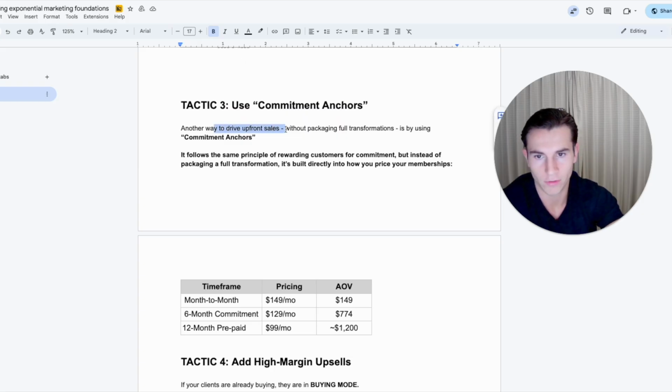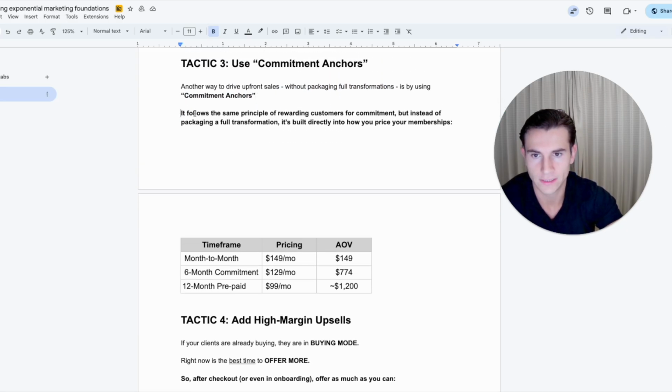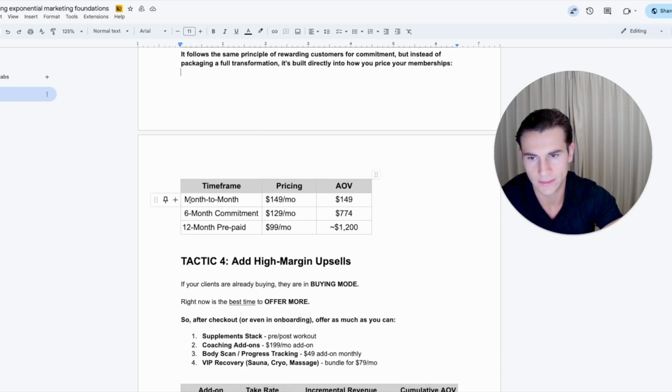Okay, cool. Tactic number 3 is use commitment anchors. Another way to drive upfront sales without packaging full transformations is by using commitment anchors. It follows the same principle of rewarding customers for commitment, but instead of packaging a full transformation, it's built directly into how you price your memberships. So instead of month to month, it's $149. If you say you get a 6-month commitment, I can lock you in at $129 a month. All you're pretty much doing is playing with the amount of time that they choose to do the process for.